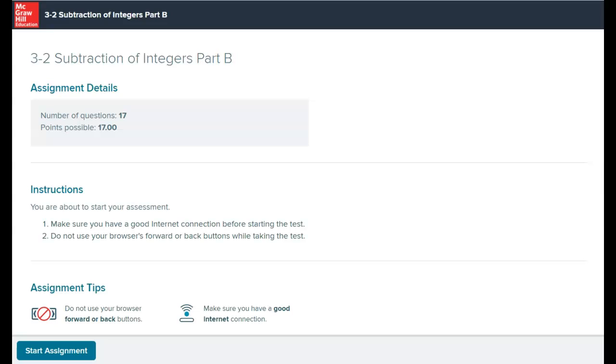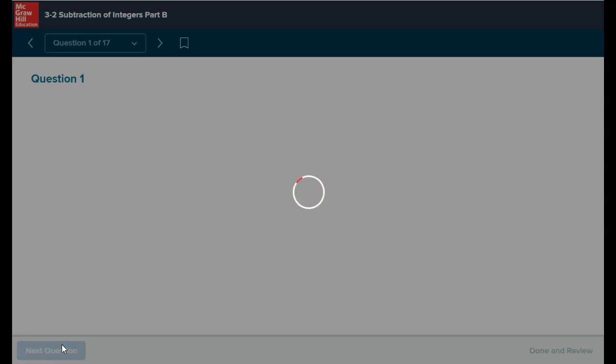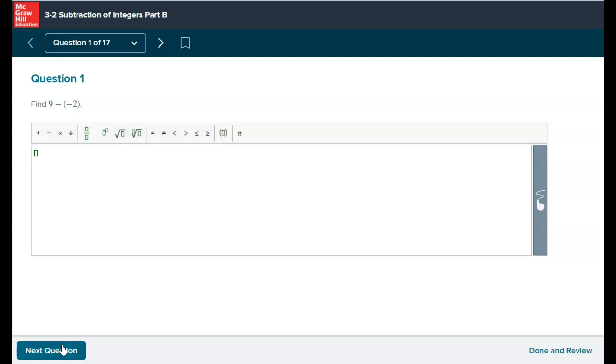This is the assignment on McGraw-Hill. I'm going to walk you through the different problems here. The first 9 questions, I believe, are all just subtraction of integers. They're the ones we did in the book yesterday. They're all subtractions, so in every case you would keep, change, switch.